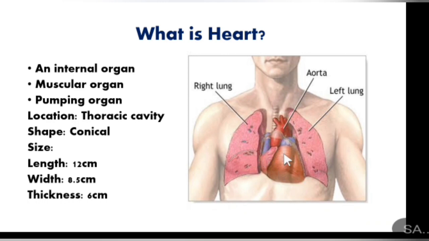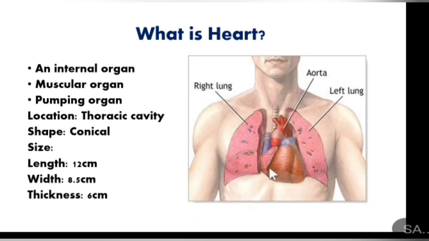If you look at the heart's position exactly, then this is lying in the center, but it is tilted towards the left side because of the aorta, because aorta has to supply the blood to the whole body. That's why it is tilted towards left side, and this is because this left lung is little smaller in size as compared to this right lung. So I hope that you have understood it.